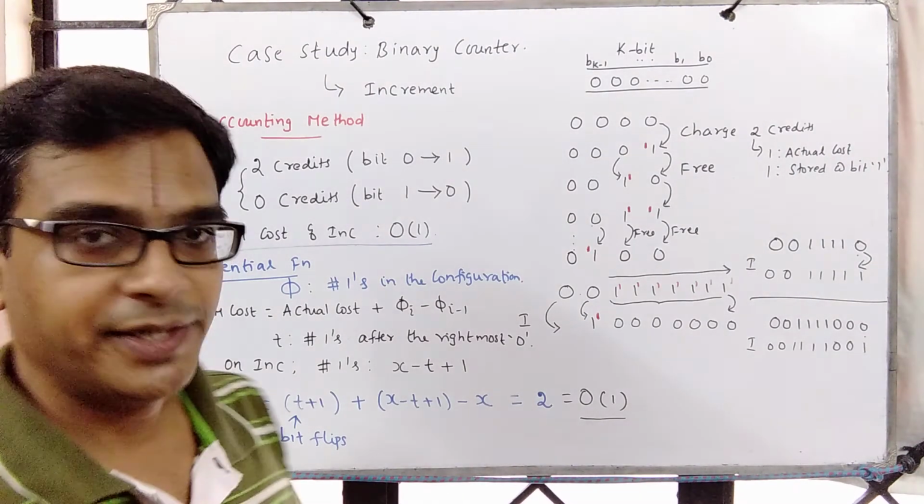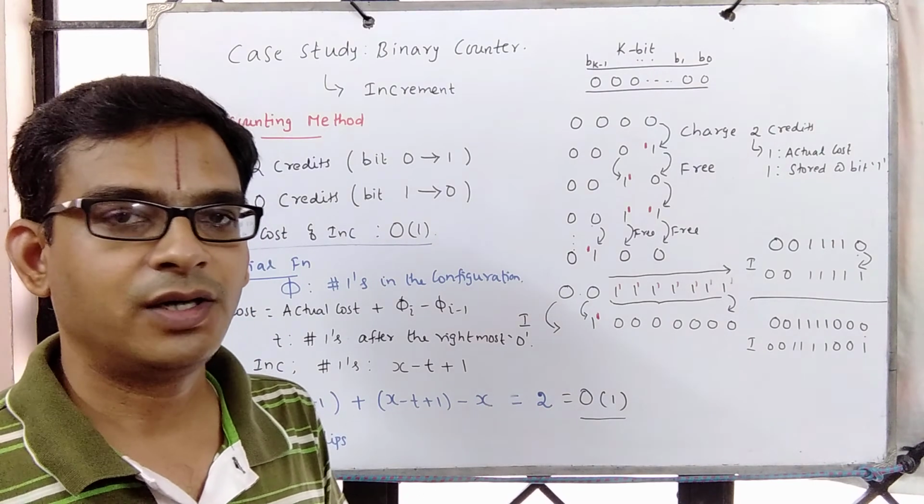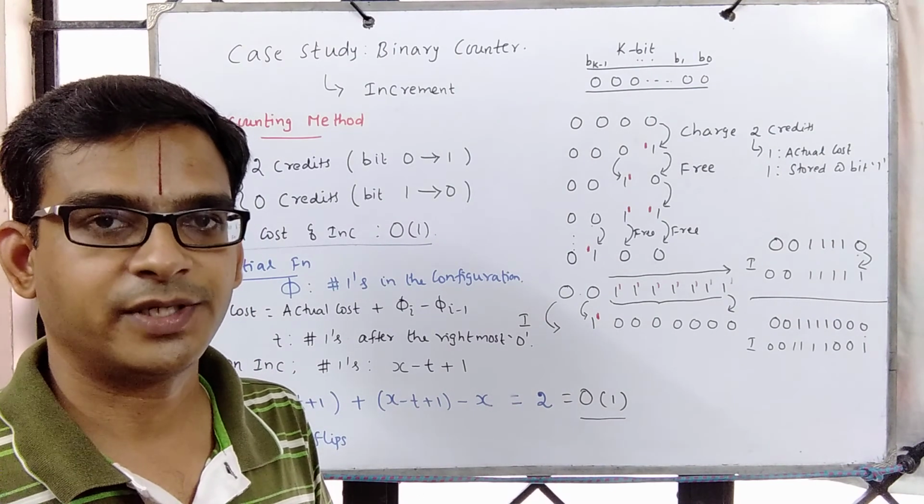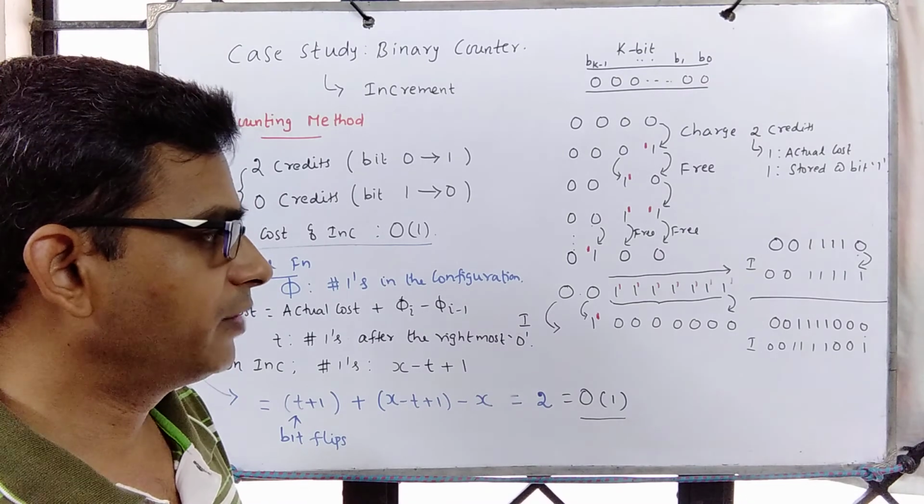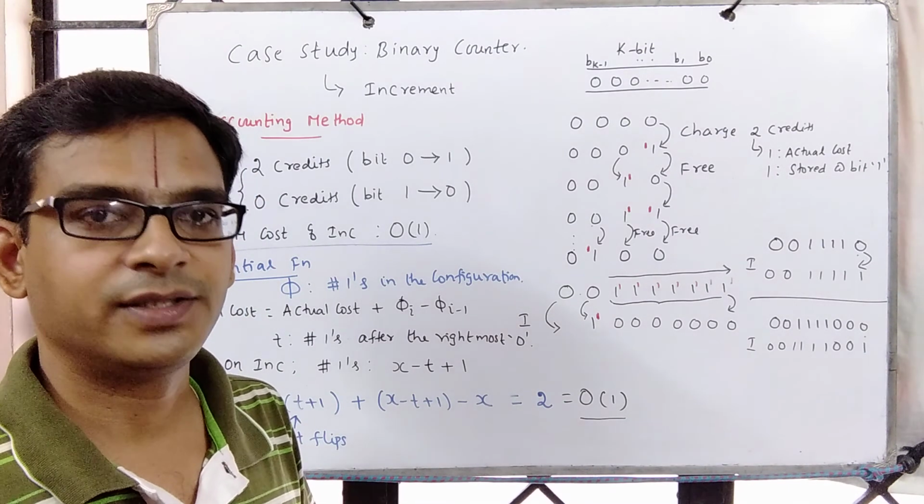So given a binary counter supporting just the increment operation, all three methods give constant amortized cost. Now what we will do is bring in the other two operations and analyze them using these three methods.